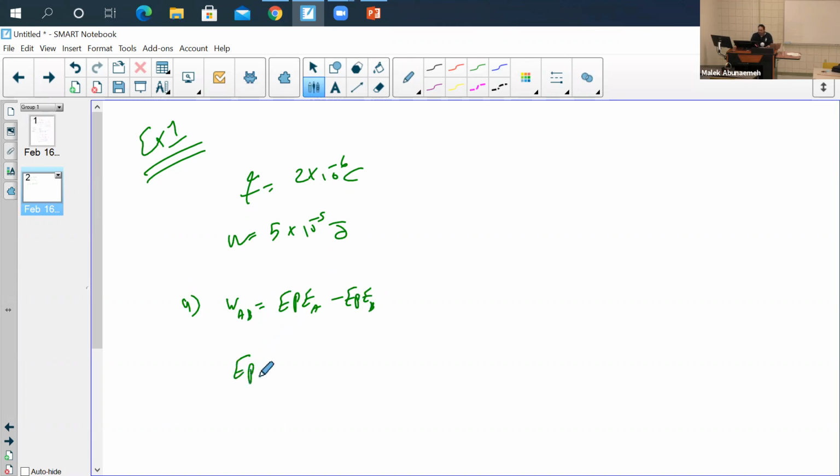Now, the electric potential energy for B minus the electric potential energy for A, if you move this again, is going to equal minus the work from A to B, which is going to be minus 5 times 10 to the negative 5 joules. So just the negative of this one.